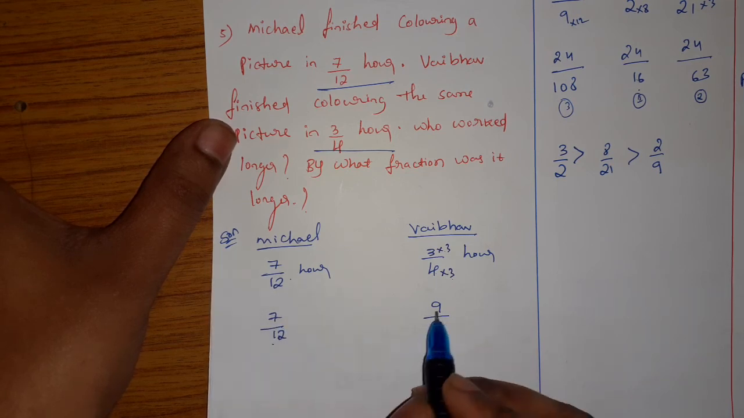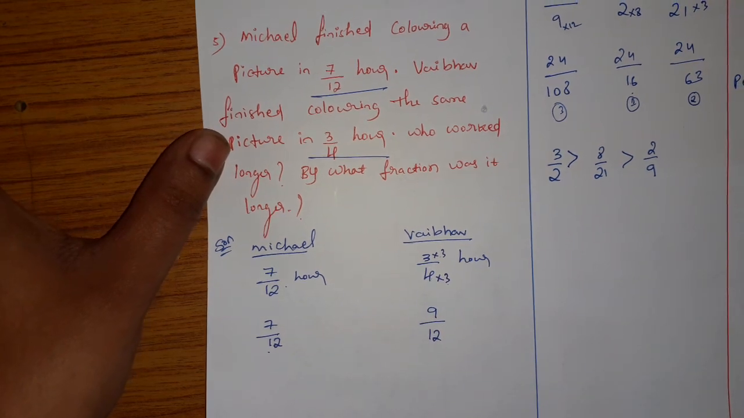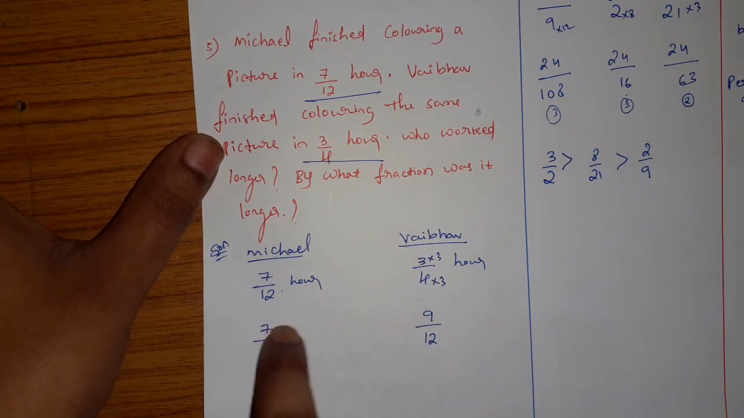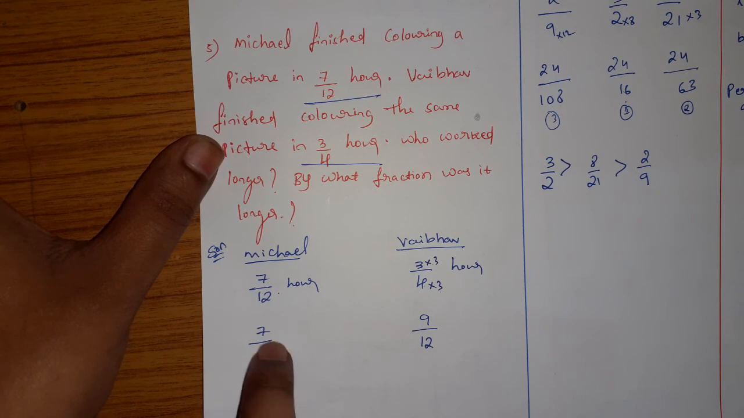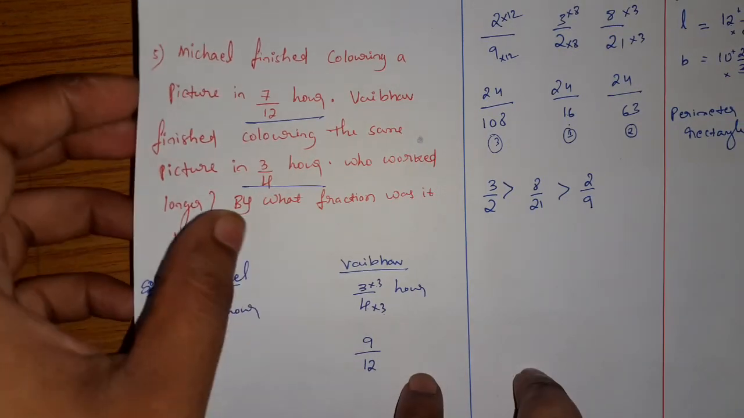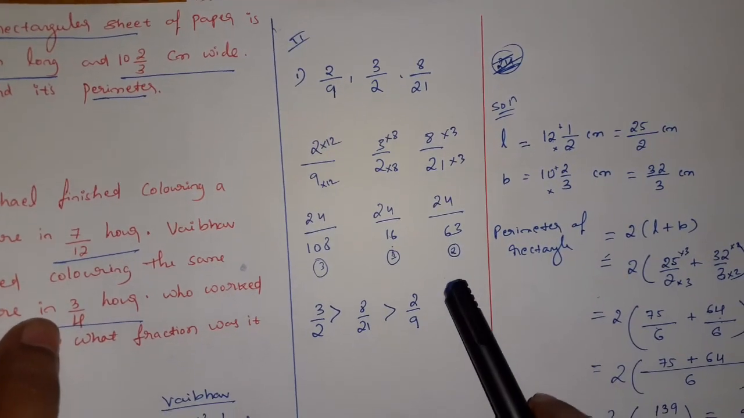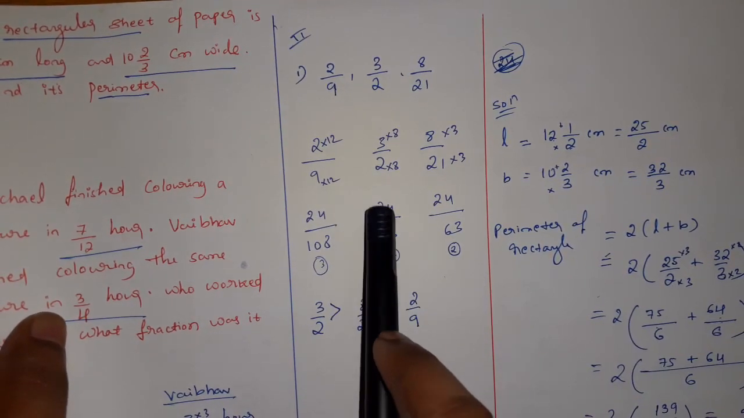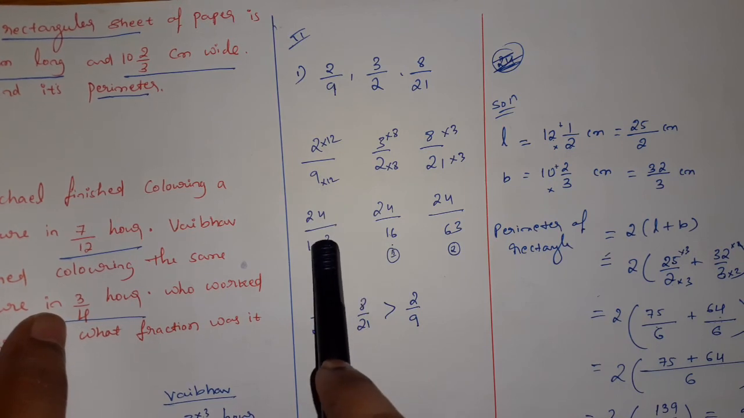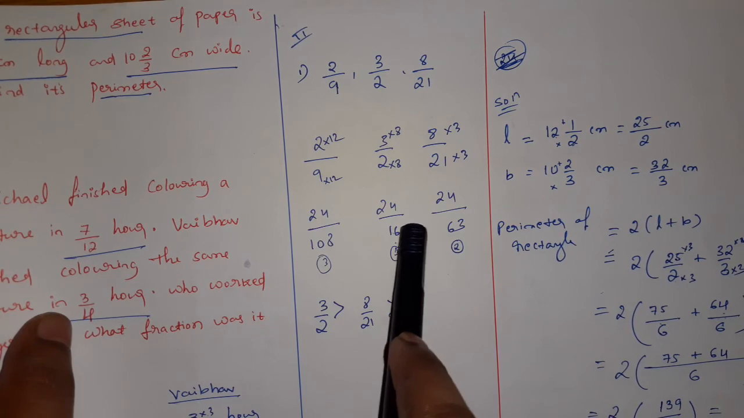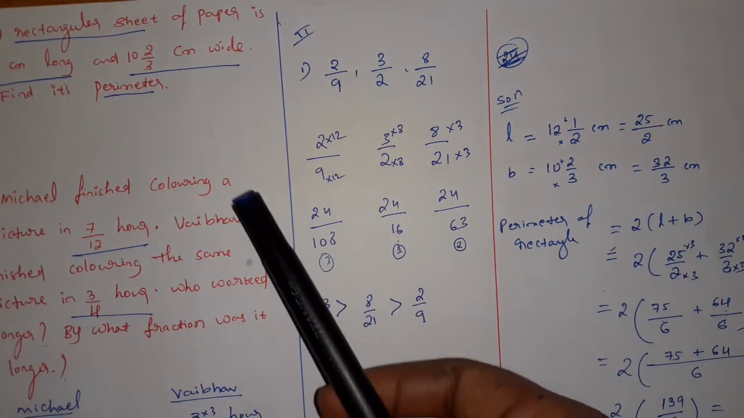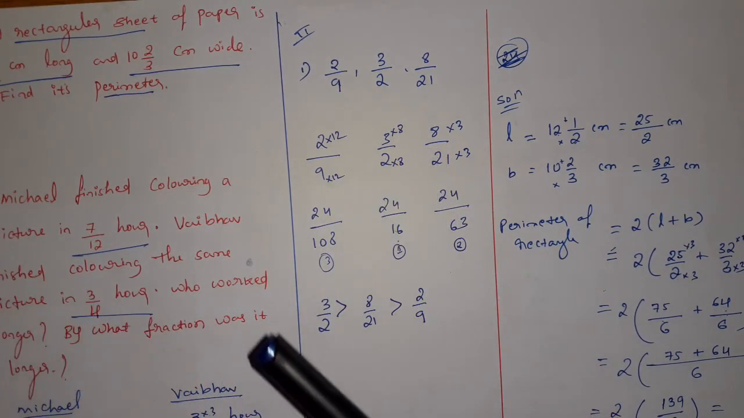Can you compare the numerators now? Here it is 7, here it is 9. Which one is larger? I told you, when you are comparing numerators, the logic is very straight. The one having the larger numerator is larger, and the one having the smaller numerator is smaller. But when you are comparing the denominators, here you made the denominators equal, the logic is reverse.